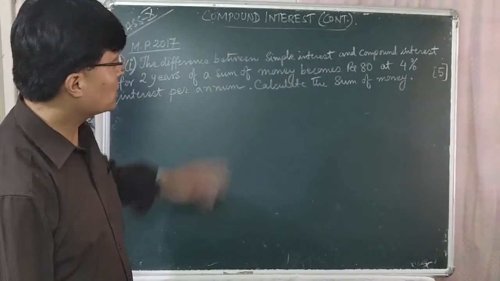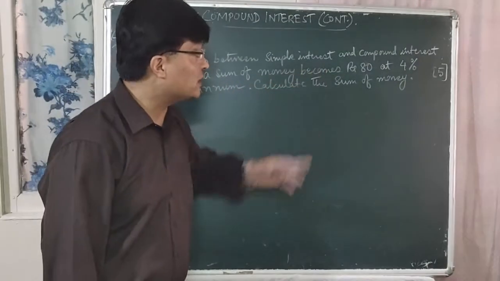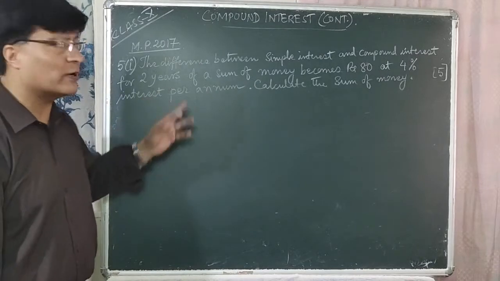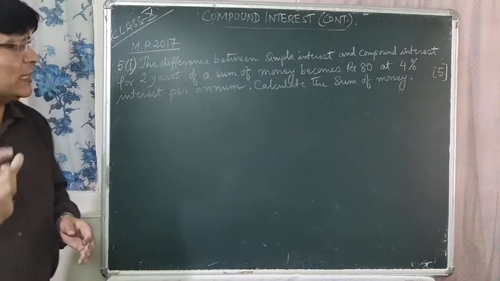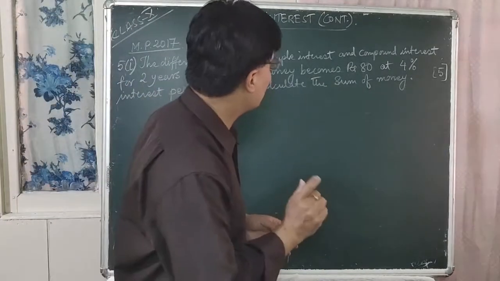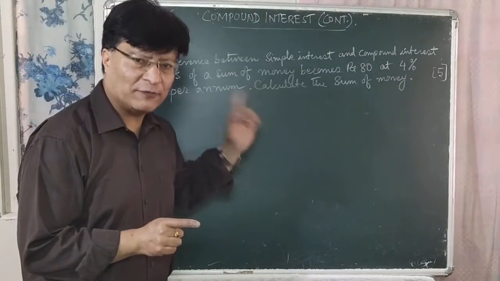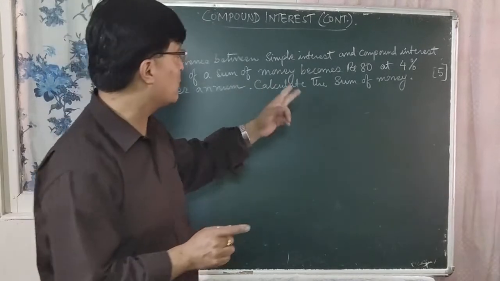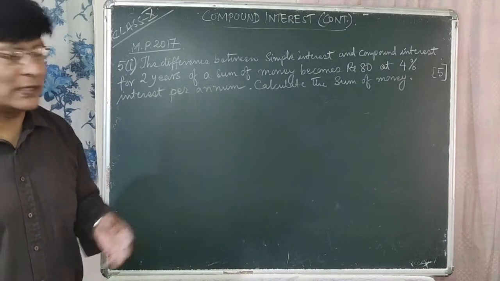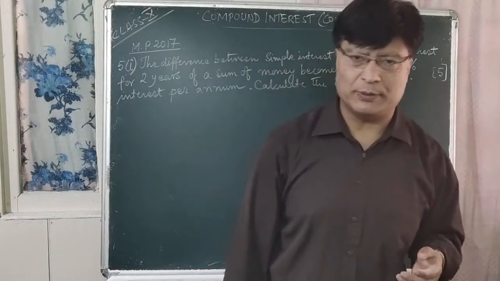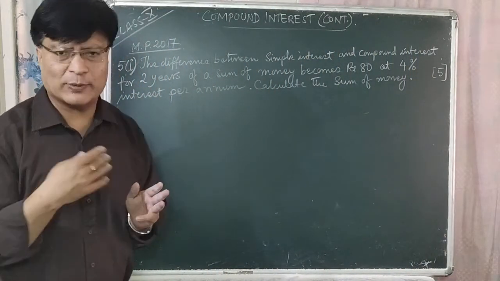The difference between the simple interest and the compound interest for 2 years of a sum of money becomes rupees 80 at 4% interest per annum. For a sum of money at 4% interest per annum, the difference between the simple interest and the compound interest is rupees 80. You have to find out that sum of money. What is that sum of money? That is, sum of money means here the principal. Okay. So for that principal, you have to find out both compound interest as well as simple interest.